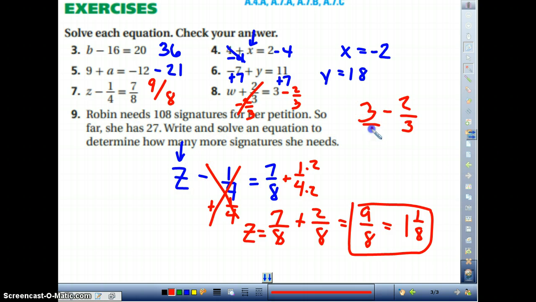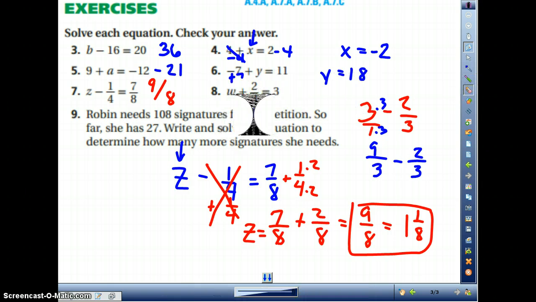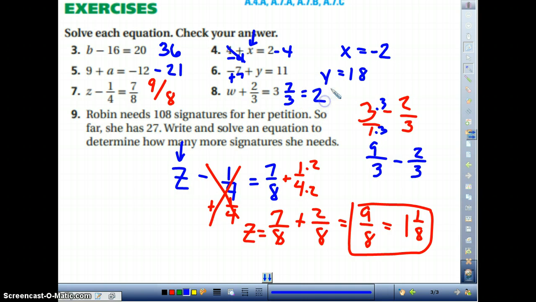You could put 3 over 1, and then do what? Yeah, we need a common denominator, which is going to be 3. 1 times what gives you a denominator of 3? So I've got to multiply this by 3, and you get 9/3. What's 9/3 subtract 2/3? 7/3. So our answer for number 8 is 7/3, which is the same as 2 and 1/3.